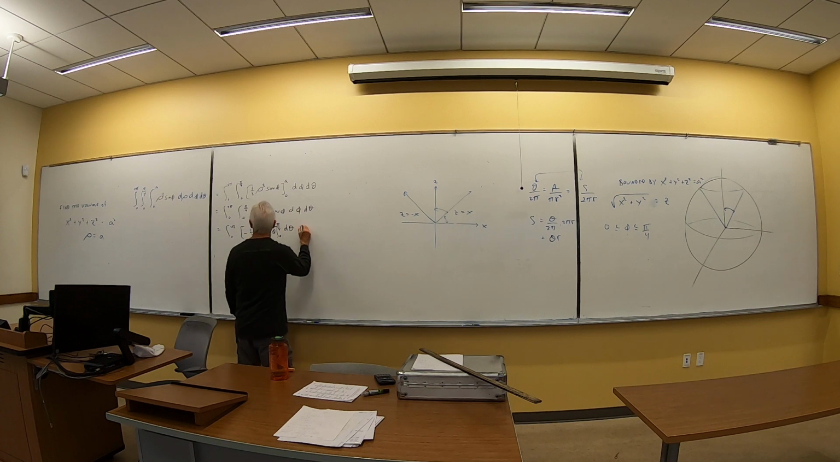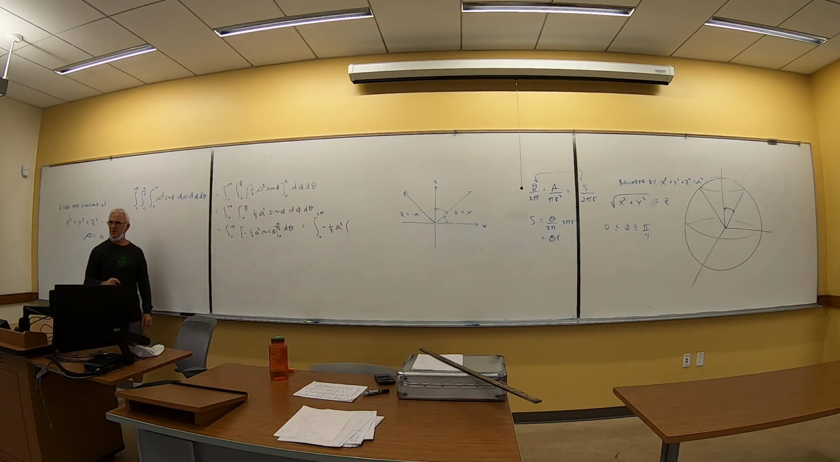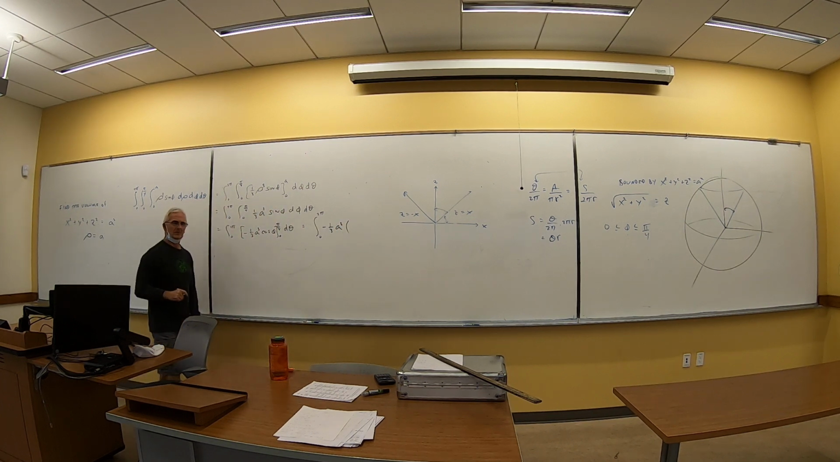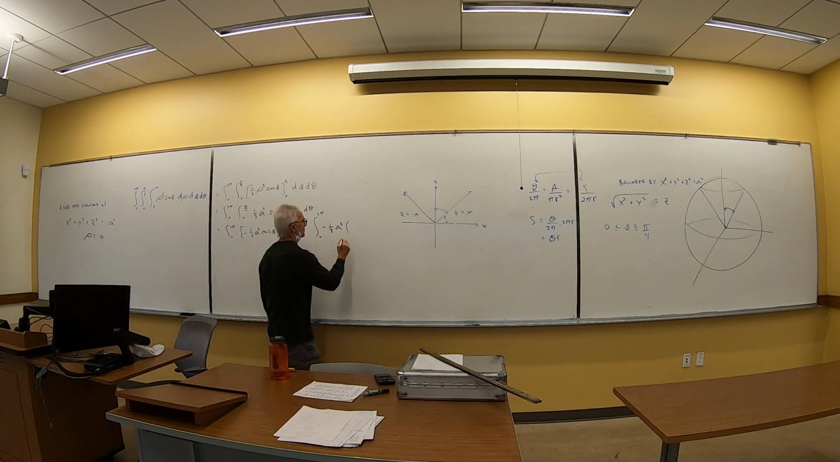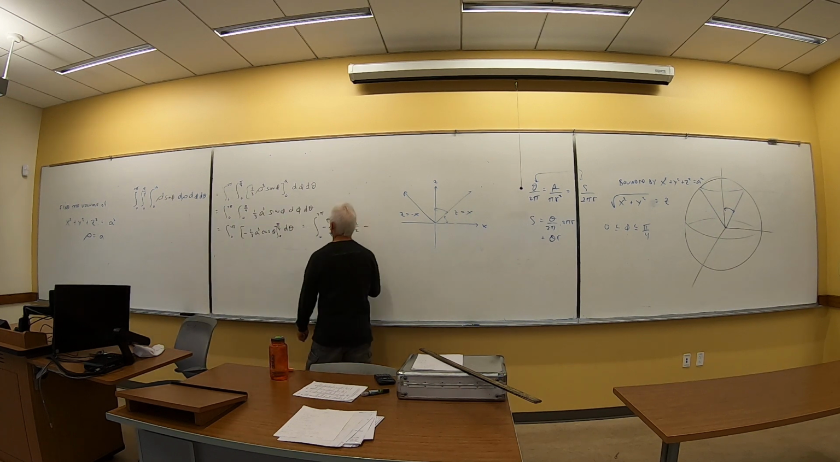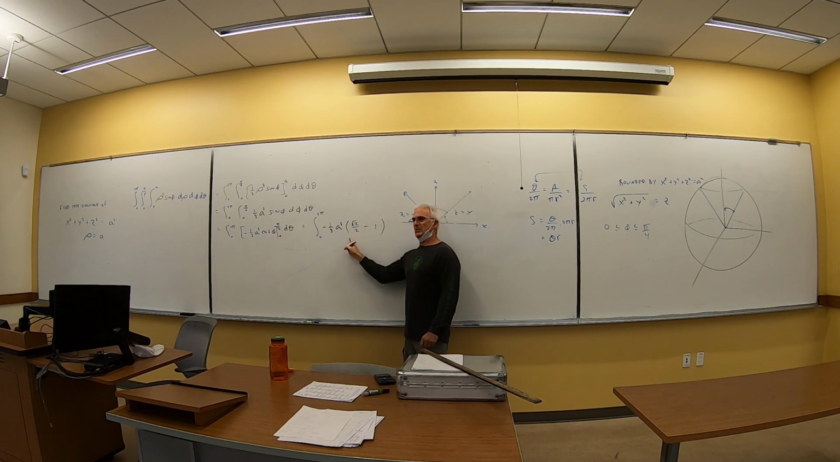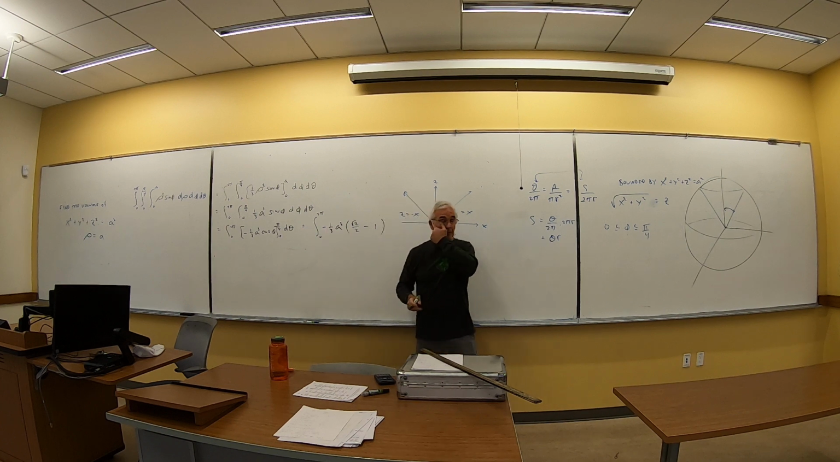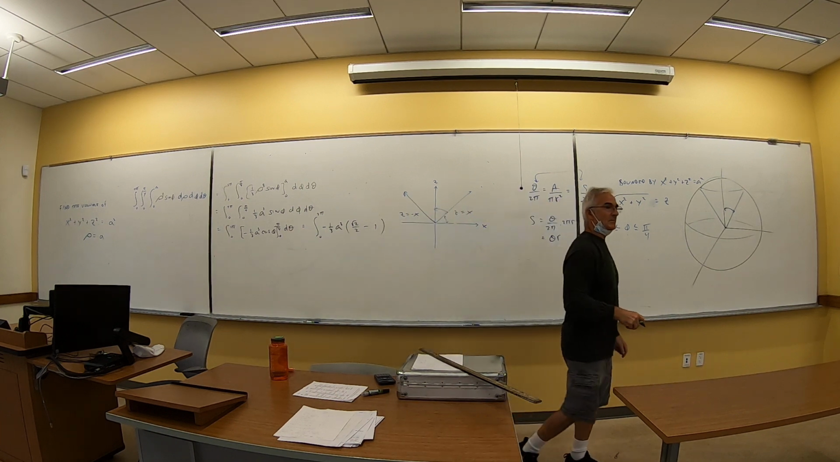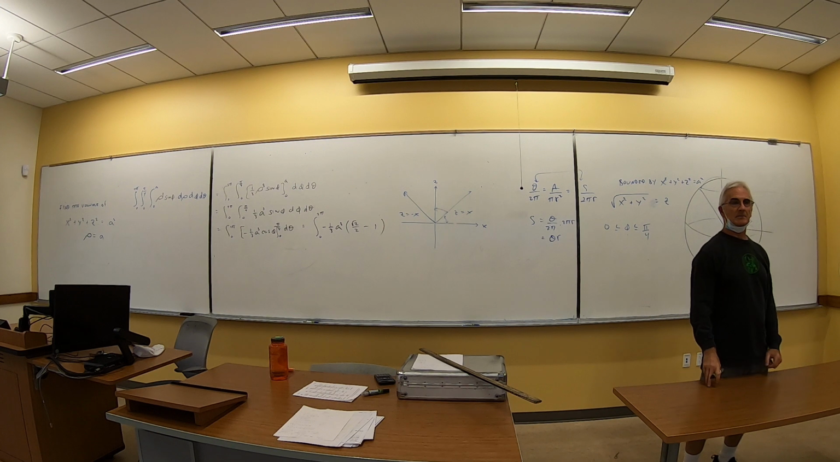So now what have I got? I've got negative a third a cubed times, what is the cosine of pi over 4? Root 2 over 2. Minus the cosine of 0. Root 2 over 2 minus 1 is negative. I have a negative here. That's a good thing. I did everything right and my final answer was negative.